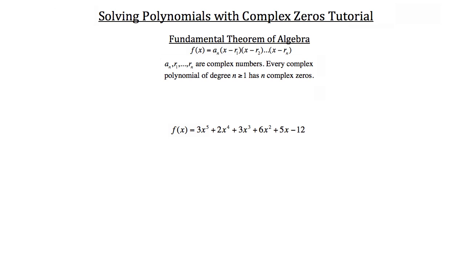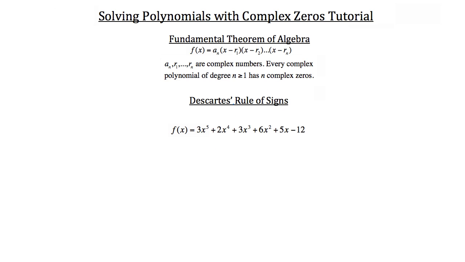Now also when solving polynomials with complex zeros, you want to remember Descartes' rule of signs. Now let's walk through Descartes' rule of signs with this particular polynomial function. Remember that Descartes' rule of signs will help you solve for the number of positive and negative real roots, or real zeros, for a function.